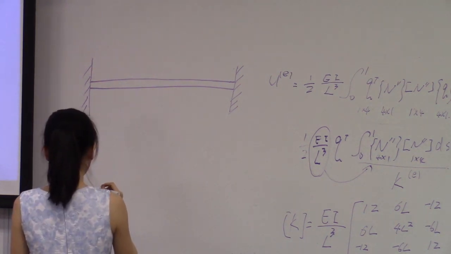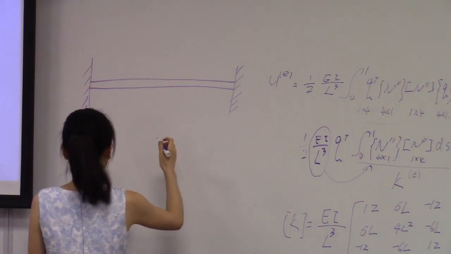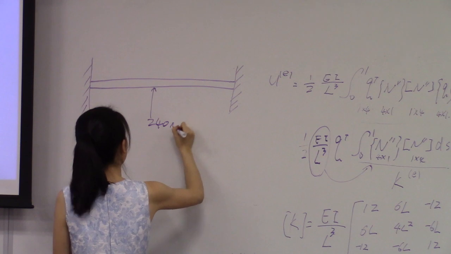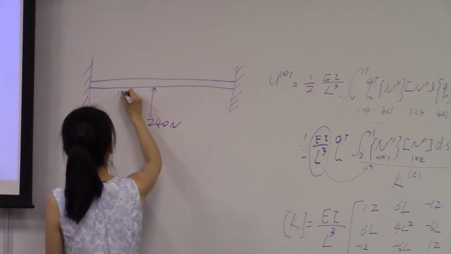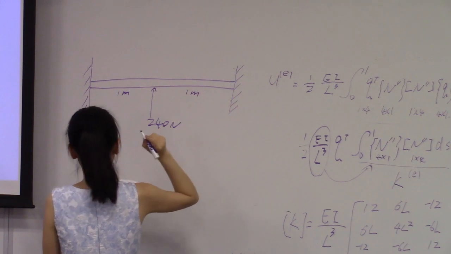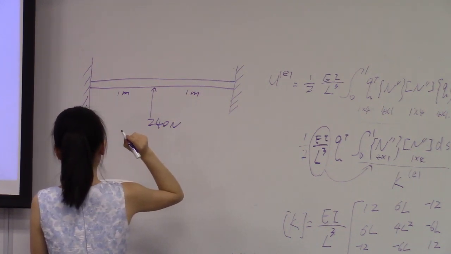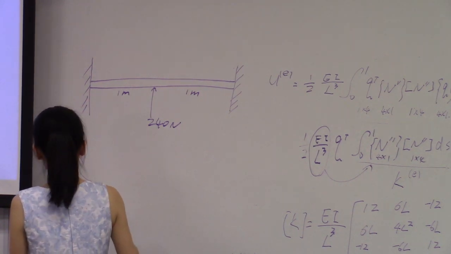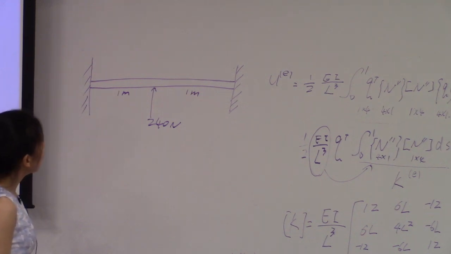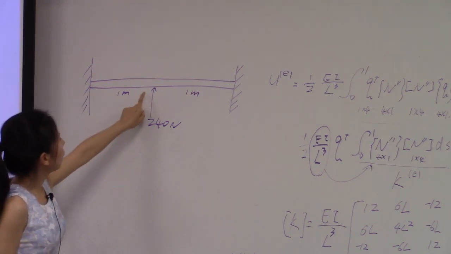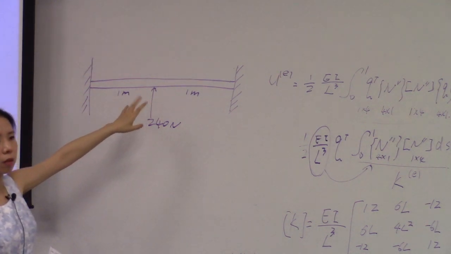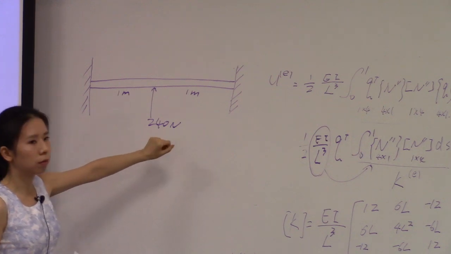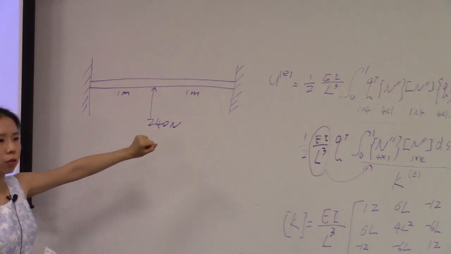So this is a beam clamped on both sides, and I have a concentrated force at the middle, 240 Newton, and this is 1 meter, this is 1 meter. And what else? That's it. So the first question is to calculate the deflection and rotation at the node where we applied this 240 Newton. So how to solve this question?